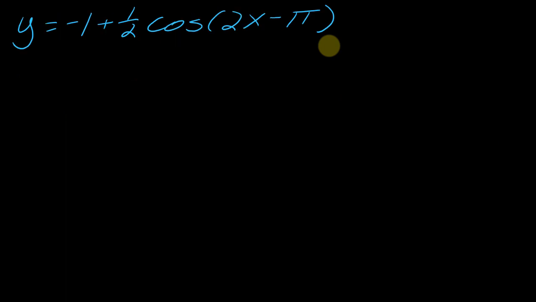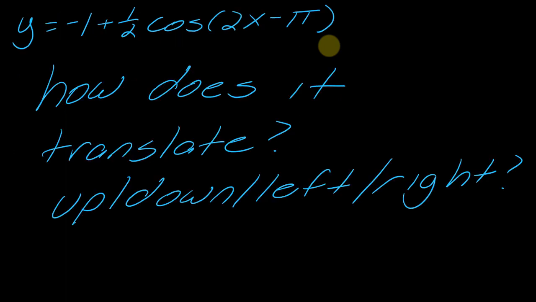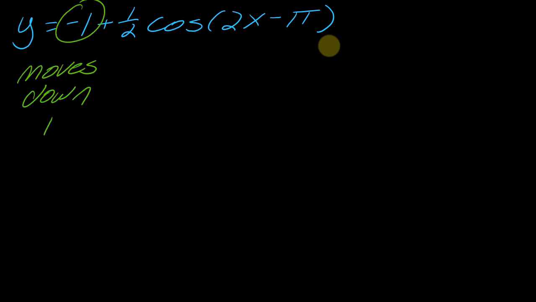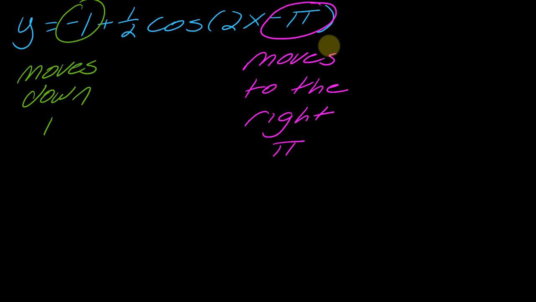So just starting with this, how does it translate? I'm not talking about period and amplitude, just how does it translate? Up, down, left, right. Maybe you want to pause for a second and just think about that on your own. So this negative 1 means that the graph is going to move down 1. And then also it's going to move to the right pi units.